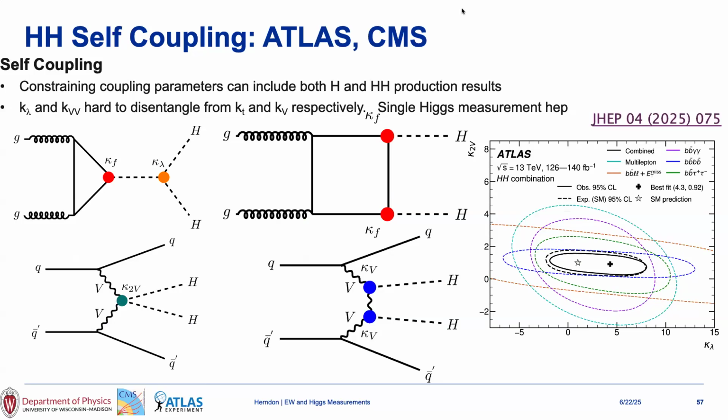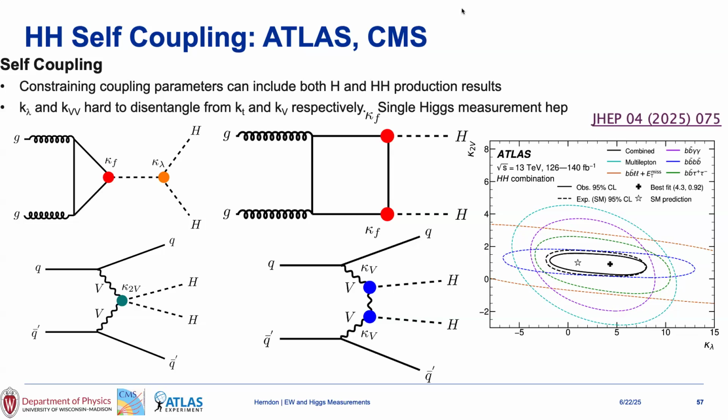And so maybe the most interesting coupling of the Higgs is the self-coupling. An interesting analysis has been done here, where you include both Higgs production and di-Higgs production, and you try to extract these self-couplings. So in general, the self-couplings are like this.